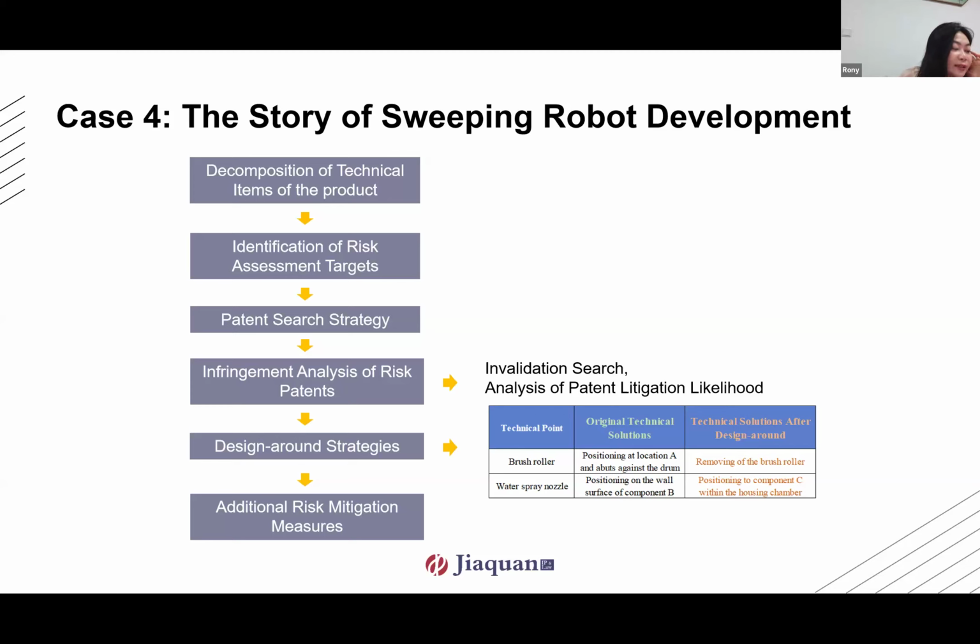Once we have determined the key and risky technical directions we want to search for, we can start the patent search. Since we have very clear competitors, it will be relatively easier to find these risky patents within a defined scope. After we find the patents related to the products, we need to compare them with the client's current product structure and their control method to determine which patents are potential risky patents.